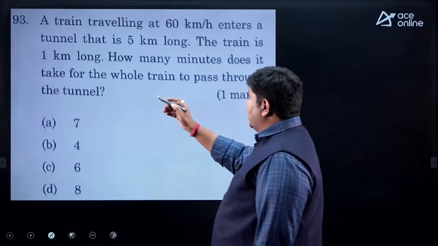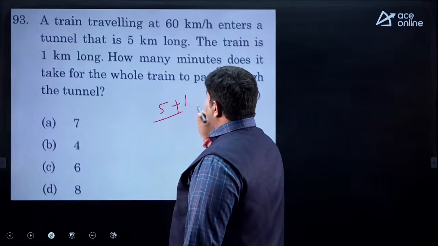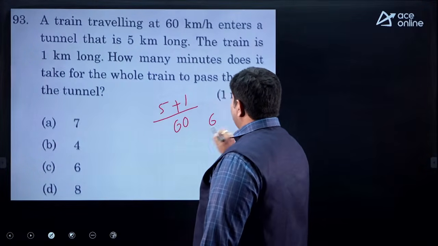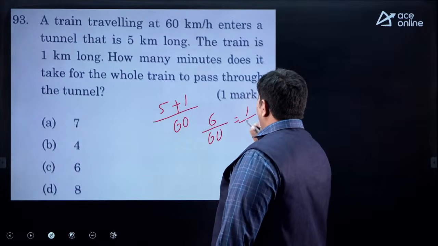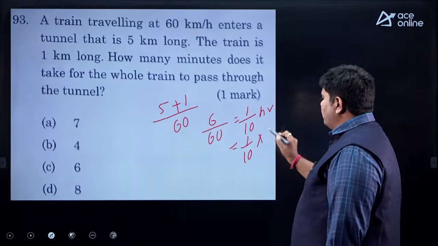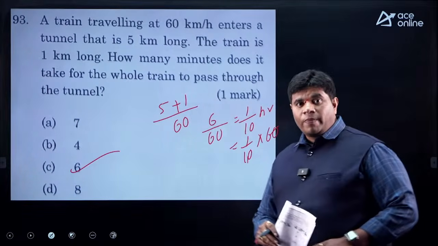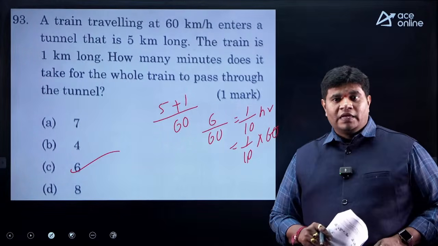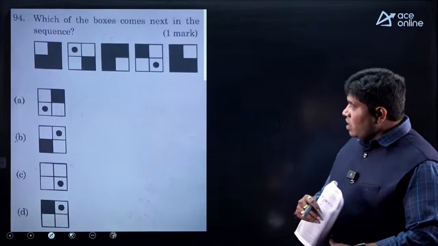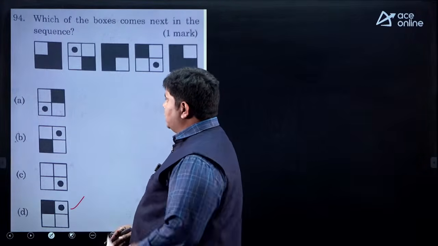Next, here train traveling. So length of the train and distance 5 plus 1, speed 60 km per hour. So 6 by 60, that is equal to 1 by 10 hour. Convert into minutes: 1 by 10 into 60 minutes, the zeros cancel. Answer 6 minutes. Okay, next, you can observe this one, this one also based on analysis. D is the right answer.